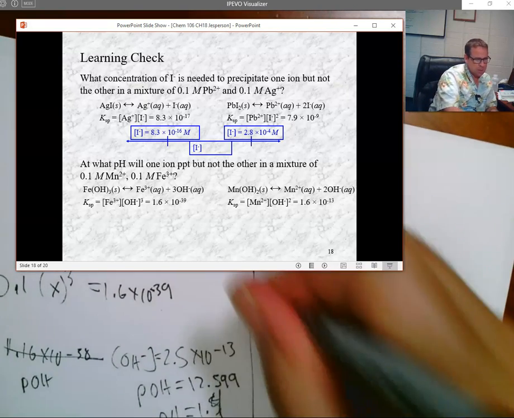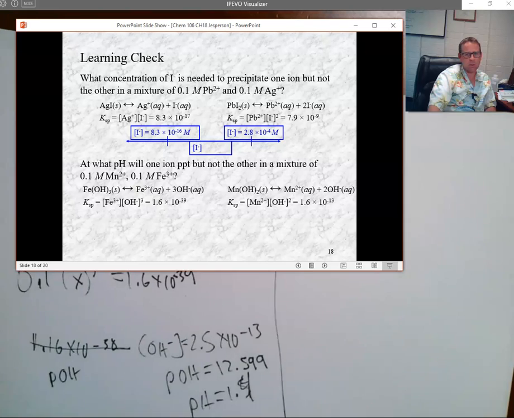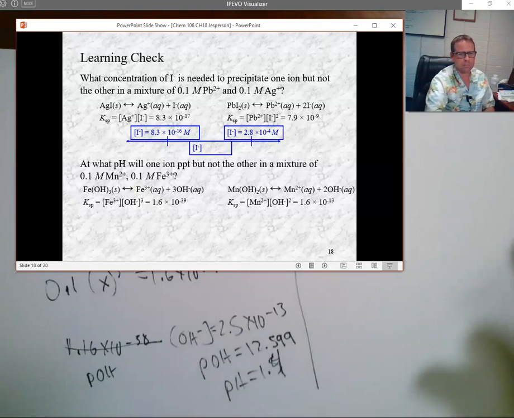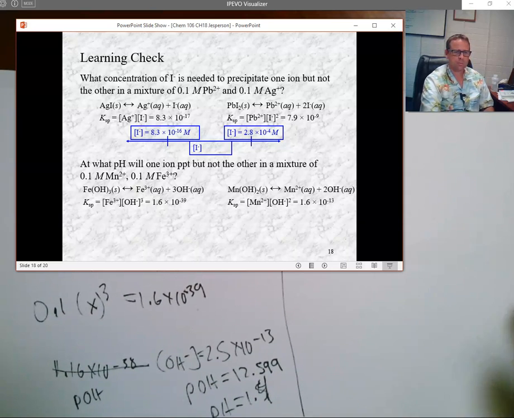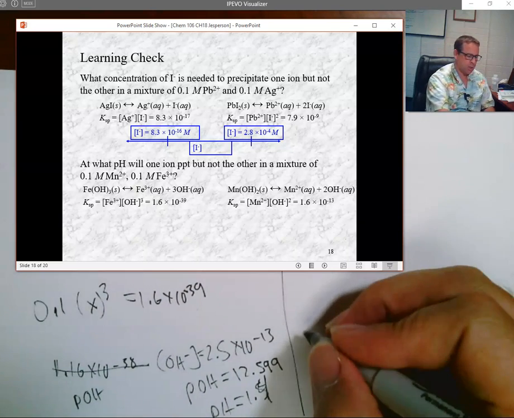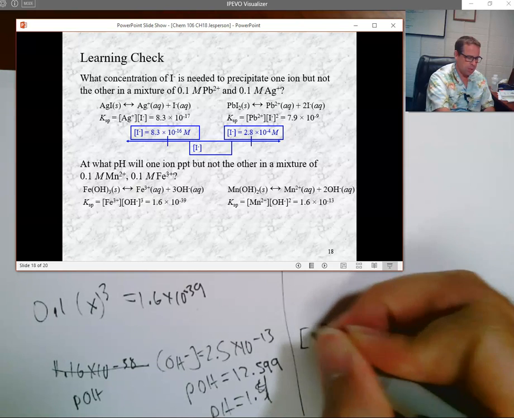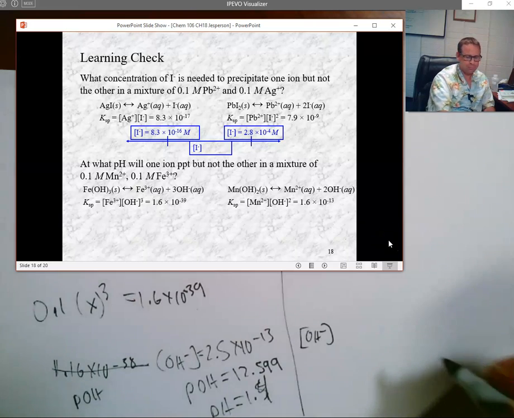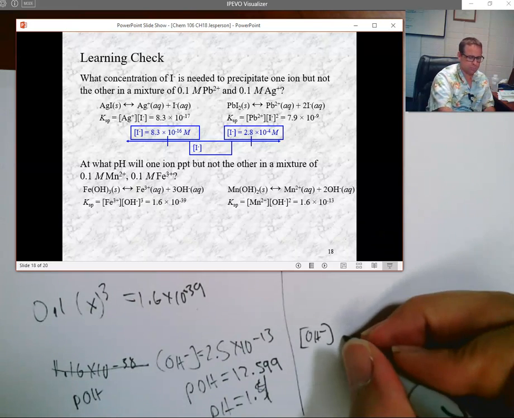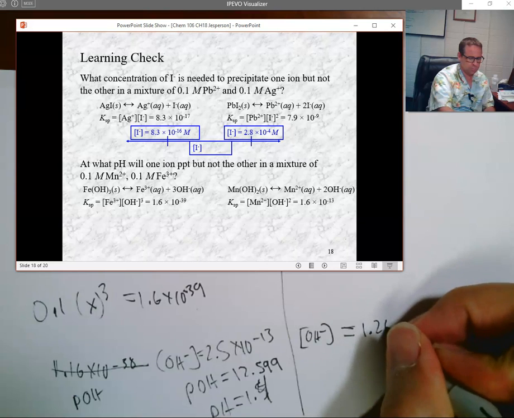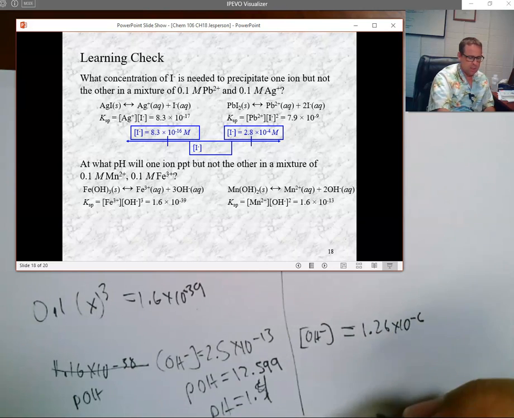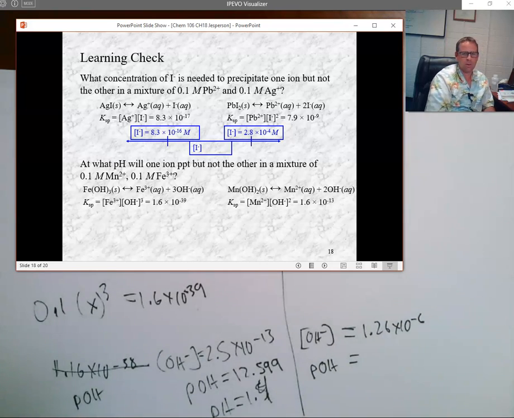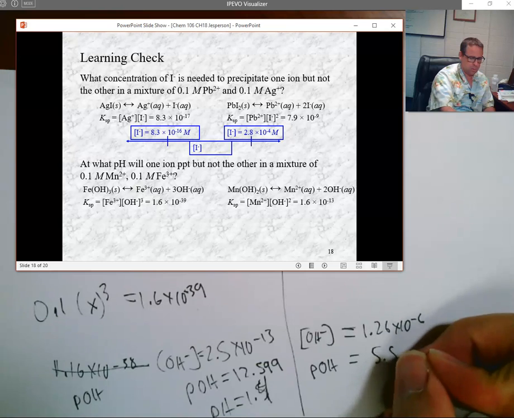All right, Sarah, let's see. Did you have any luck with this one over here? Why don't we start off with the hydroxide ion concentration. For that, I got 1.26 times 10 to the negative 6th. Then you took the negative log of that to get the pOH. Yes, and that was 5.89.